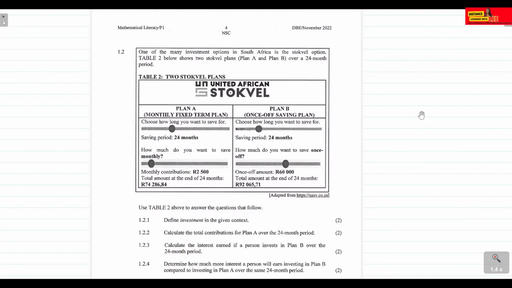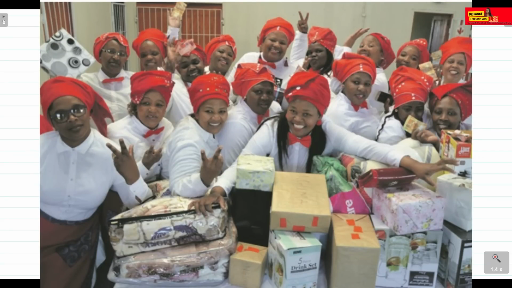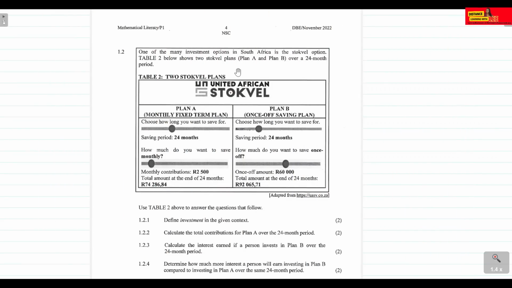With question 1.2, guys, this is a finance question where we're going to be calculating interest earned, looking at the different plans that are available for the stokvel. So let's just have a look. One of the many investment options in South Africa is the stokvel option. Table 2 below shows 2 stokvel plans, Plan A and B, over a 24-month period. So this table 2 shows the 2 stokvel plans, and this is called the United African Stokvel.